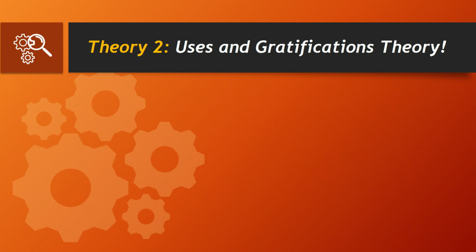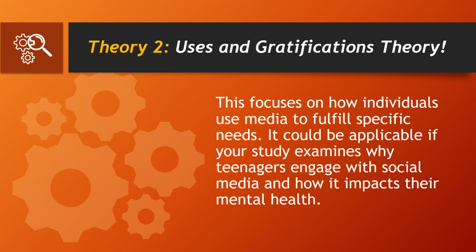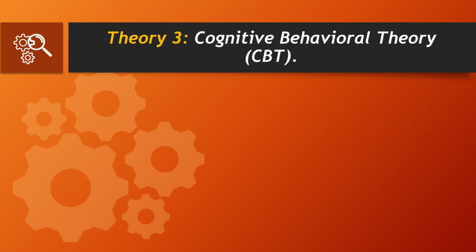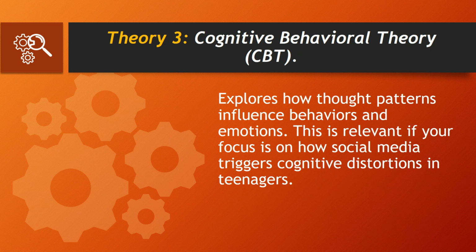Uses and gratifications theory. This focuses on how individuals use media to fulfill specific needs. It could be applicable if your study examines why teenagers engage with social media and how it impacts their mental health. Cognitive behavioral theory, CBT, explores how thought patterns influence behaviors and emotions. This is relevant if your focus is on how social media triggers cognitive distortions in teenagers.